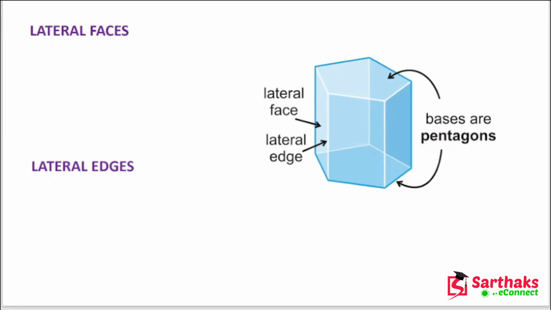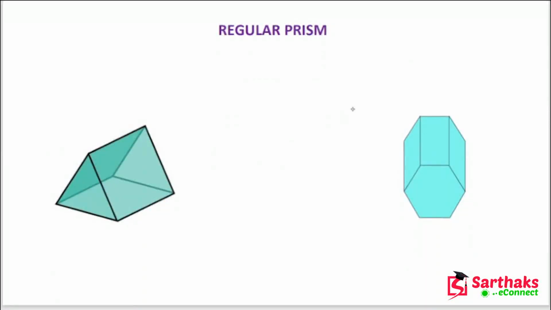Okay, now let us talk about what is a regular prism. We are going to see right prism as well, but what is a regular prism? As we know, regular polygons were the polygons in which sides were equal and all the interior angles were equal. So what is a regular prism? We'll define it in terms of polygons only.